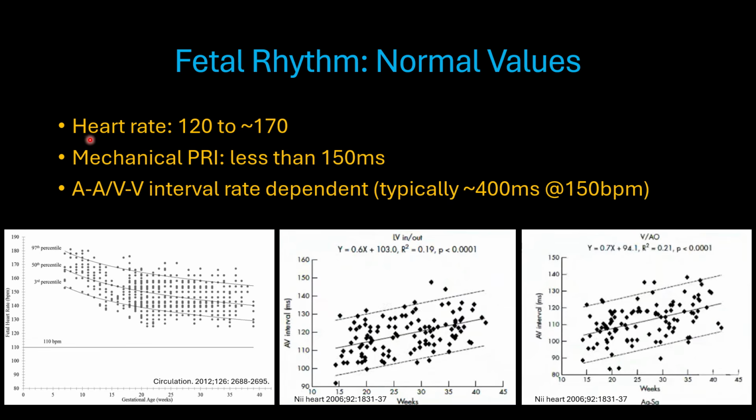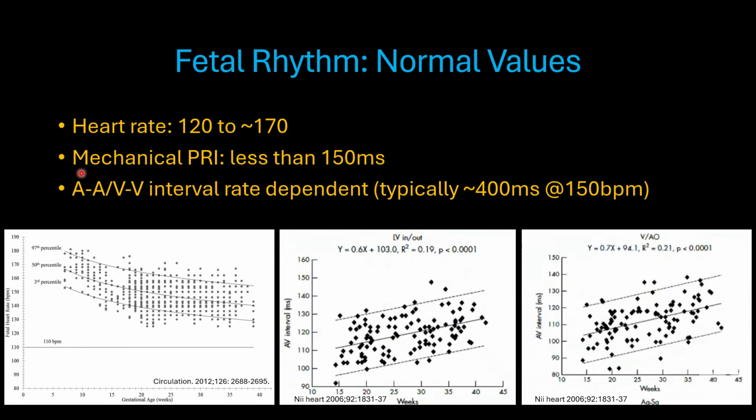So normal heart rates for the fetus will be between 120 and 170 beats per minute. Below 120 beats per minute is considered bradycardia, and above 170 beats per minute is considered tachycardia. And you can see how these values have changed over the gestation, but typically between the age of 20 weeks and the end of pregnancy, those values are pretty flat, and so this range is appropriate for the age range that you will be scanning these fetuses.